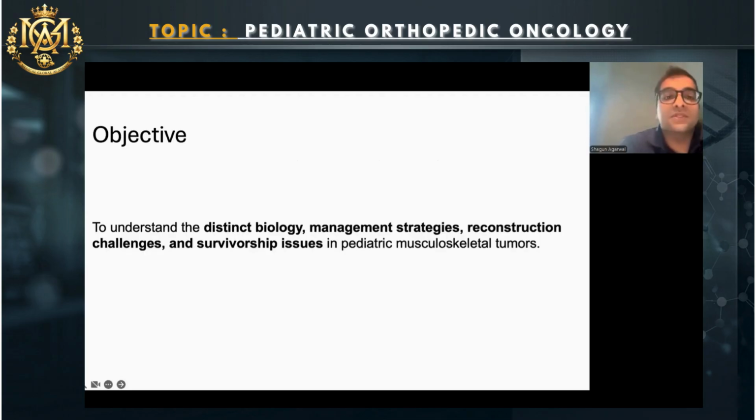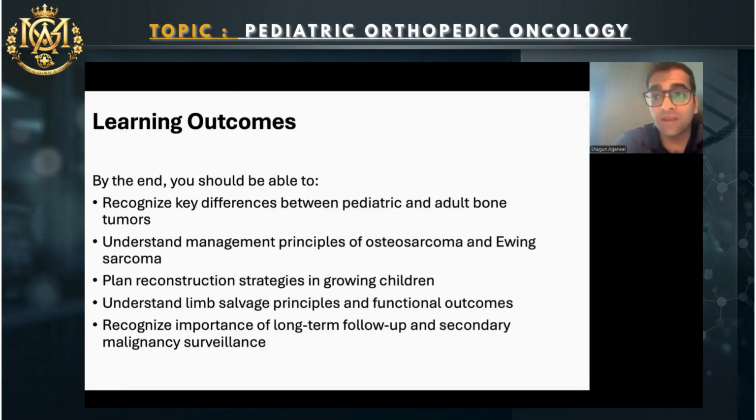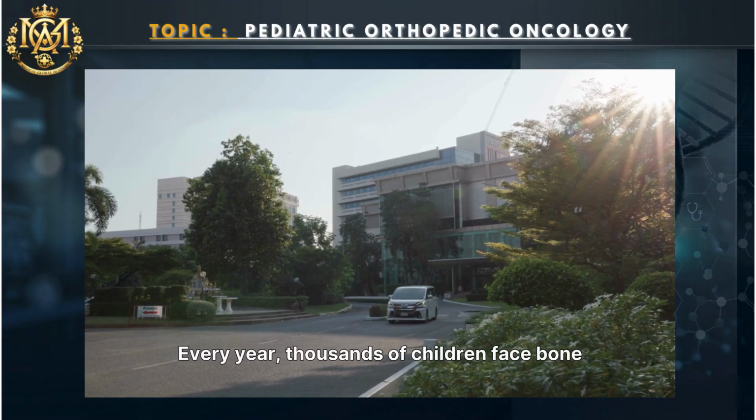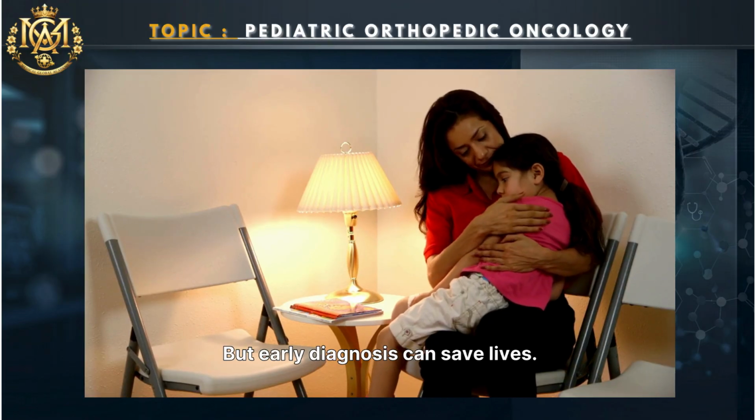We will be focusing on understanding the distinct biology of these tumors, the management strategies, reconstruction challenges, and the survivorship issues in the musculoskeletal tumors of the pediatric population. By the end of this session, you should be able to recognize the key differences between pediatric and adult bone tumors, and understand the management principles of osteosarcoma and Ewing's. Osteosarcoma and Ewing's are the most common malignant tumors of this age group, so I've mainly focused the class on these two tumors. Every year, thousands of children face bone tumors, but early diagnosis can save lives.